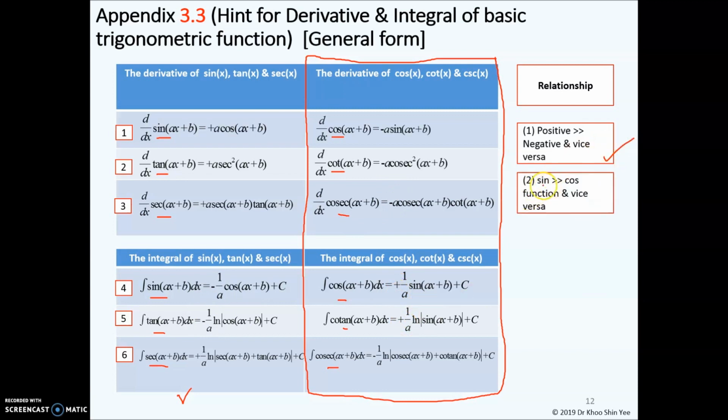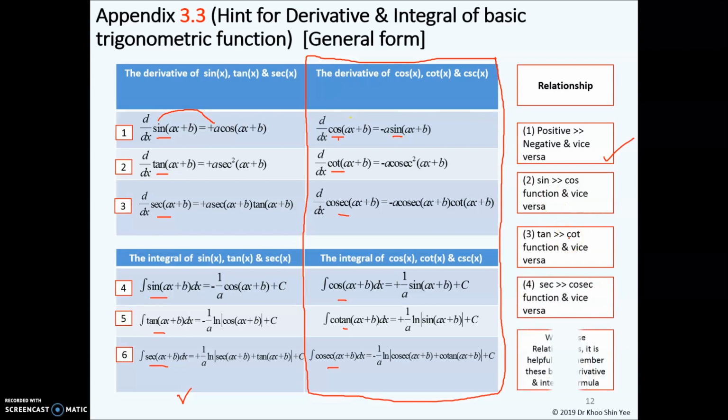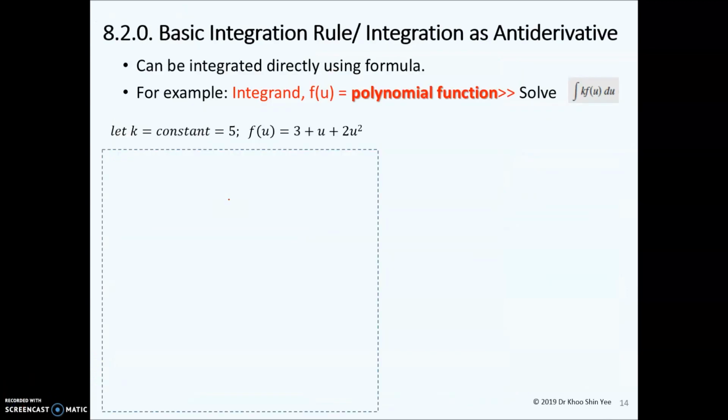Next thing, sine become cos and cos become sine. So sine here, let's say you differentiate cos now, it becomes sine, right? So it's a reverse thing. So tangent become cotangent, secant become cosecant. With this relationship, it's helpful for you to remember the basic derivative and integral formula. So you should have more idea about the basic integration rule.